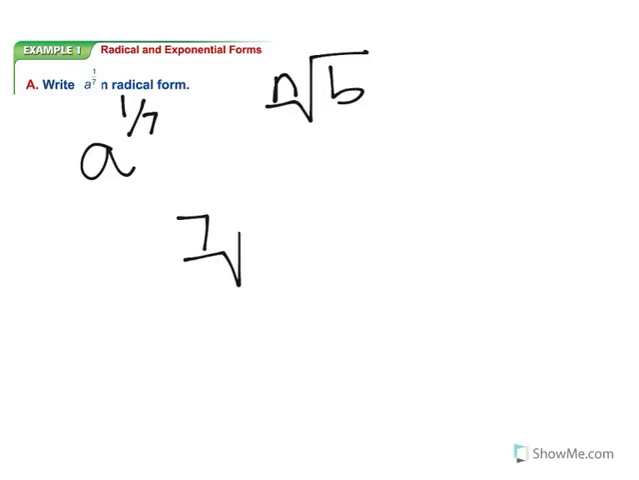Alright, example 1a: write a to the 1 over 7 in radical form. We have a to the 1 over 7. Our 7 is going to be our n for the form nth root of b. Our a is going to be our b value, so we're going to rewrite this as the 7th root of a.